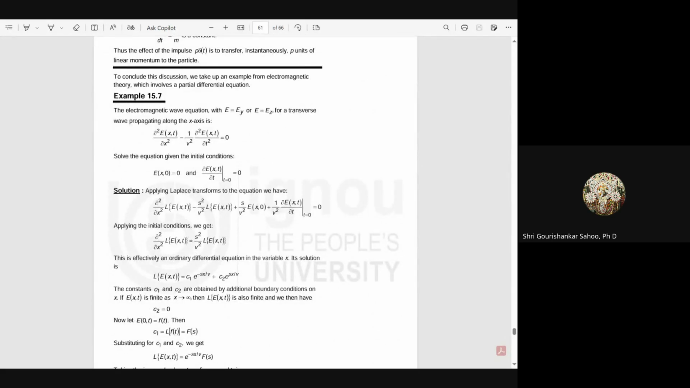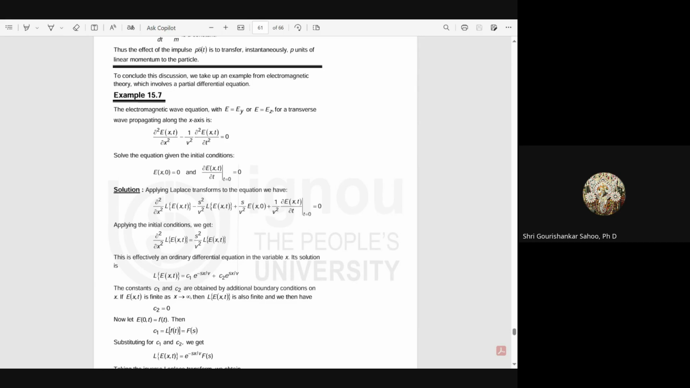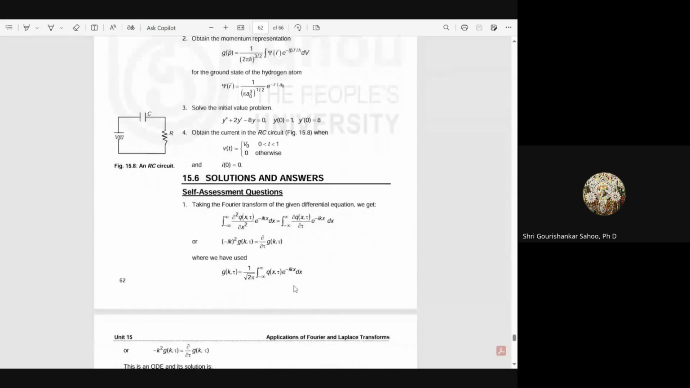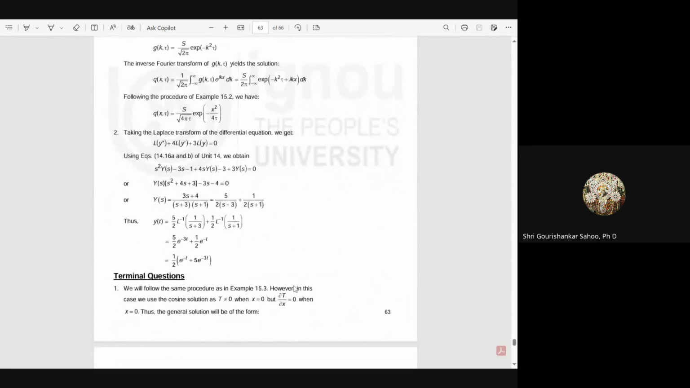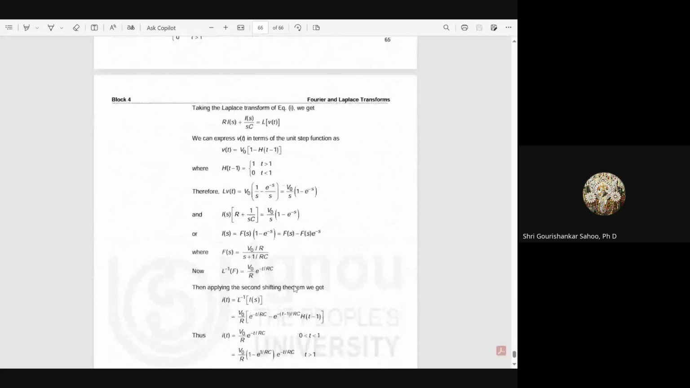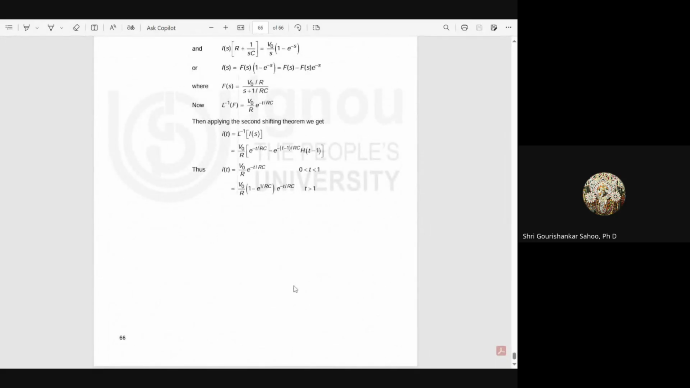For the electromagnetic wave equation, E is equal to Ey or E is equal to Ez for a transverse wave propagating along the x axis: del square E by del x square minus 1 by v square del square E by del t square is equal to 0, with the initial conditions E equal to 0 and del E by del t at t equal to 0, it can be solved by using Laplace transform as shown on the screen. So here are some self-assessment questions and some worked out examples. You can go through them and you will have an idea how it works.